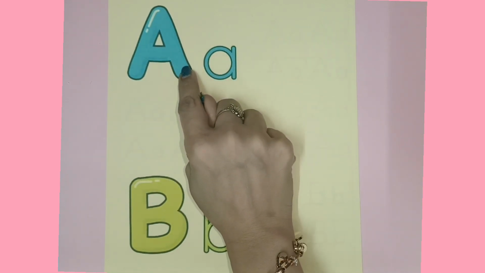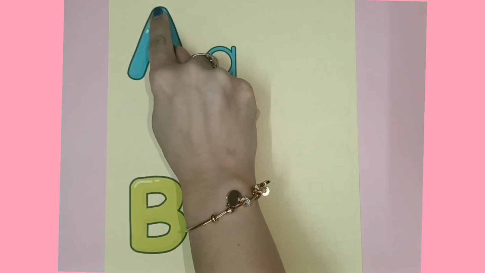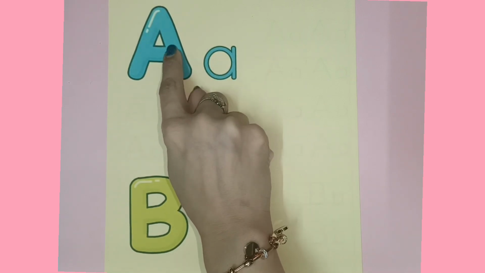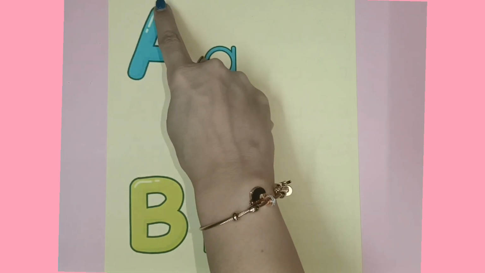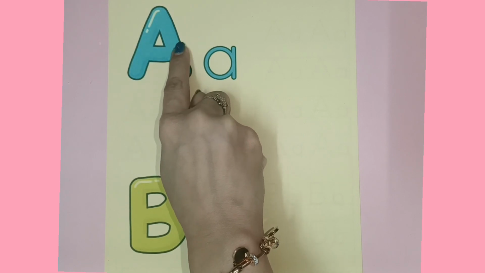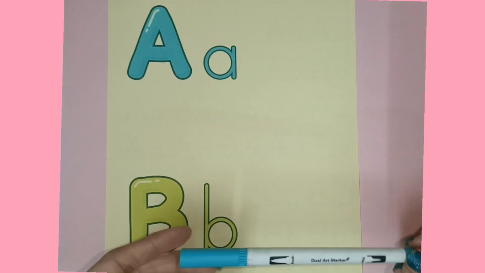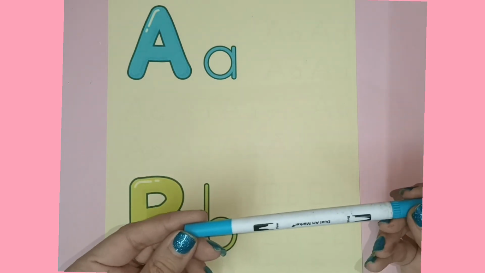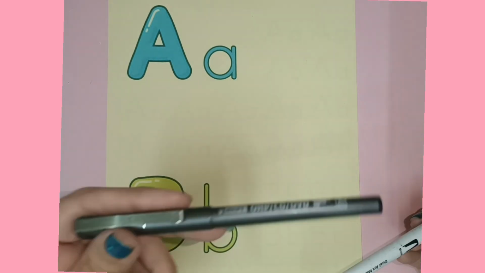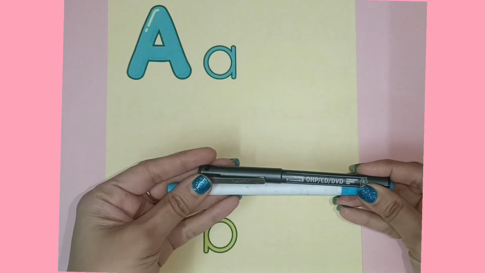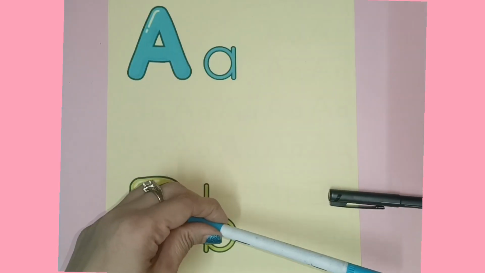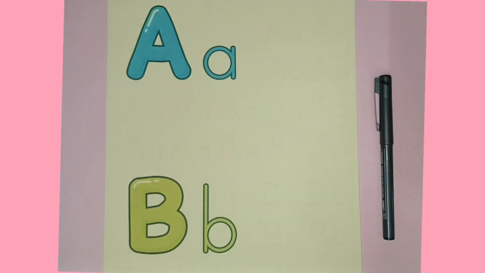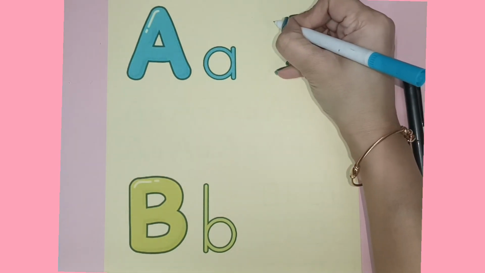First of all, we'll write A. See? A. One line downward, two line downward, and we'll close it. Like this, we'll be writing A. Here I am using a blue pen to write letter A. This is uppercase A, which you can also call capital A.